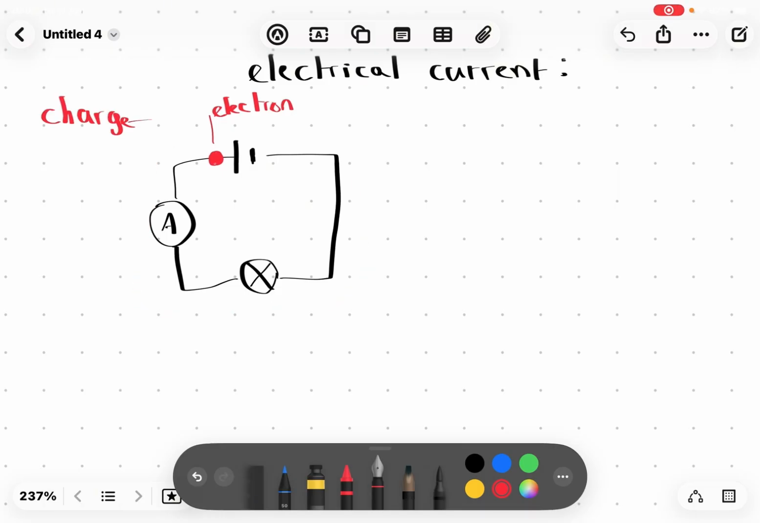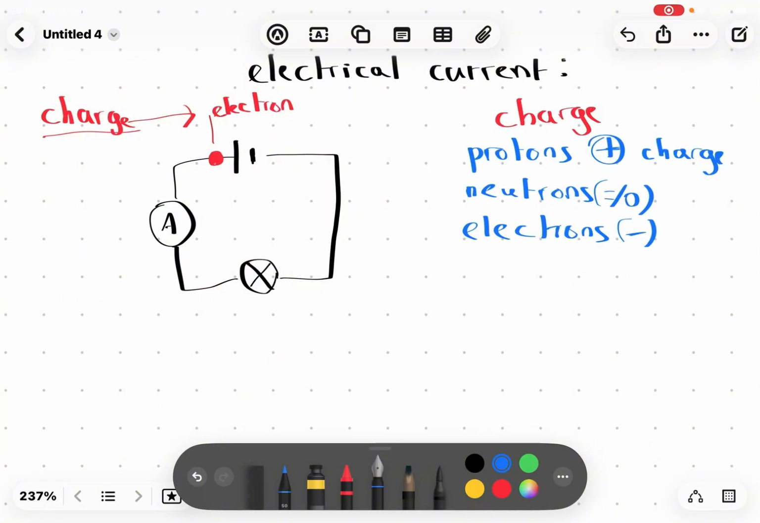Electron is a type of charge. Charge itself has three kinds of particles that we can talk about, which are protons, which have a positive charge, neutrons, whose charge is neutral or zero, and electrons, which we are going to talk about today, which have a negative charge. In an exam, electrons can also be called charge, so just know that.